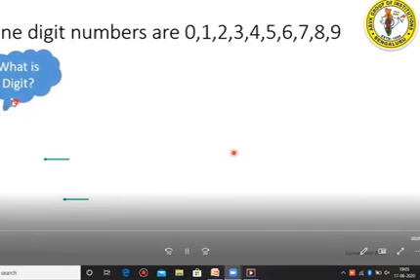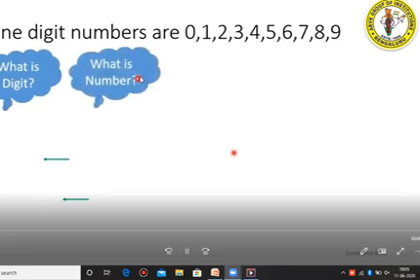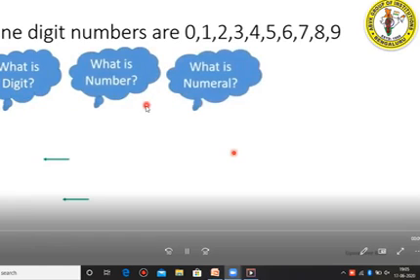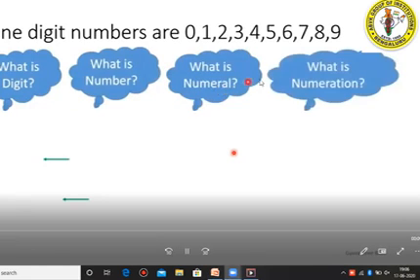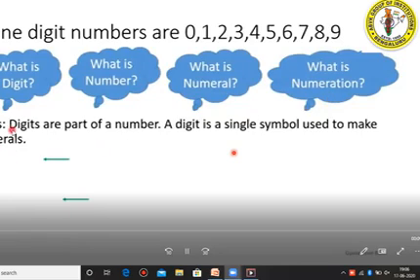First of all you should know, here is a question: what is a digit? Then what is a number? We are going to learn again here what we mean by digit, what is a number, and what is a numeral. First we will learn what is a digit. See here, digits are part of a number. A digit is a single symbol used to make numerals. So we have learned 1 digit, 2 digits, 3 digits. Here one example is 45.